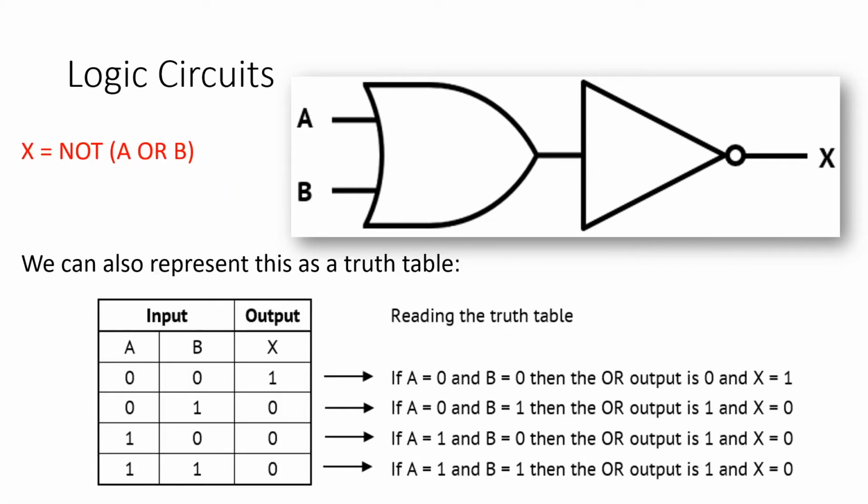Truth table for that, A OR B. Remember, OR is like addition, so nothing and nothing is nothing, but the output says there's 1. Why is that? Well, because we're NOTing it. So if nothing and nothing is 0, what's NOT 0? It's a 1. Right? Or these two together, 0 and 1, 0 plus 1 is 1. But what's NOT 1? NOT 1 is 0, and that's how you do this. 1 and 0 is 1 if you OR it, but then you NOT it, that becomes 0. And 1 and 1 is 1, but if you NOT 1, it becomes 0.